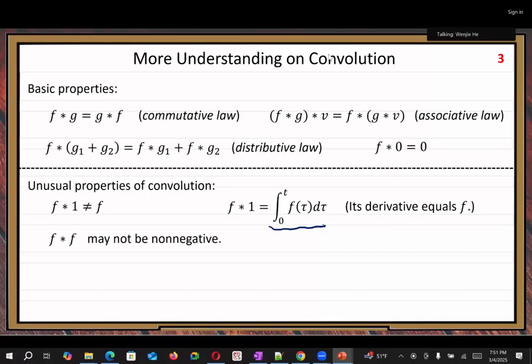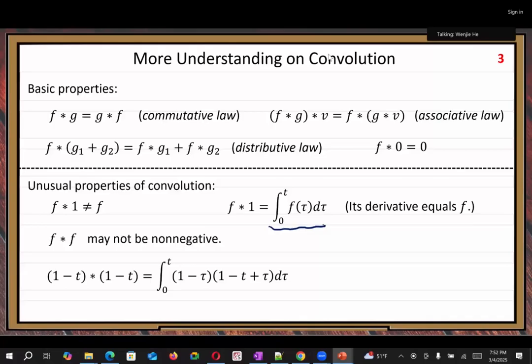The second unusual thing, f star f. From its form, that star looks like multiplication, right? Some people may get confused with the multiplication operation. But for multiplication, f times f itself, you get a non-negative function, f squared. Here it's not. You do the convolution of f with itself, you get another function, but that function is not necessarily non-negative.